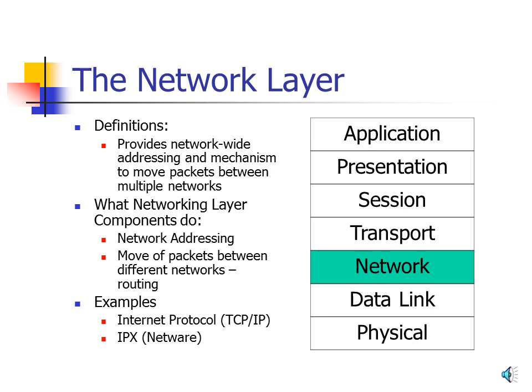The network layer. What does the network layer do? Well, it provides a network-wide method of addressing and a mechanism to move packets between different and multiple networks. And really this process of moving packets between different networks is called routing. Now, as examples of network layer protocols, in the case of the Internet suite of protocols, the TCP/IP suite, IP or Internet Protocol would be considered a network layer protocol. In the case of NetWare, it would be IPX.